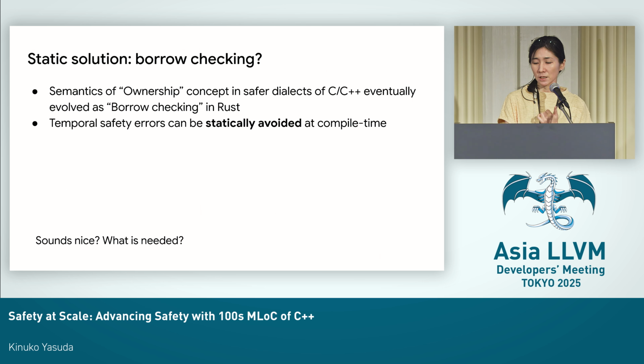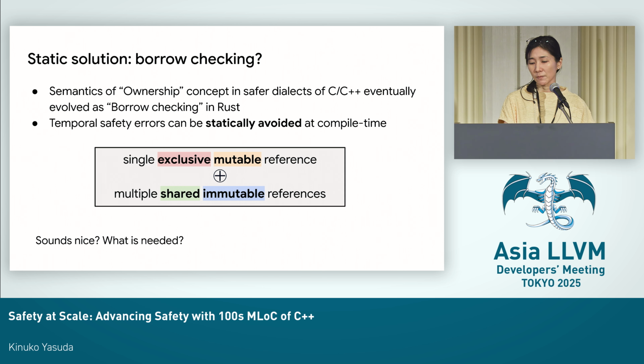There also exist static solutions, and that has become a solid concept in Rust. It's called borrow checking. The gist of how it works is that the compiler statically checks that a variable has only either a single exclusive mutable reference or multiple shared immutable references, which means that if one wants to modify a variable, all other readable or writable references need to be dropped. This sounds nice, so let's take a closer look to see what is actually needed to realize this.